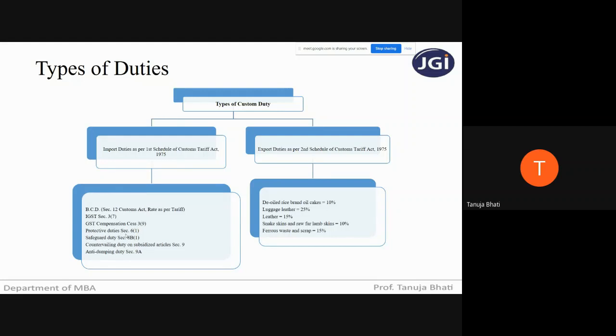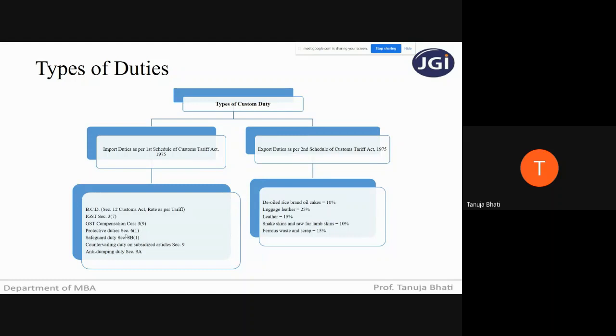So is this clear? Threatened means it will be a danger to the domestic industries to survive. Is this clear, students? What is safeguard duty? Yes, ma'am. Okay.